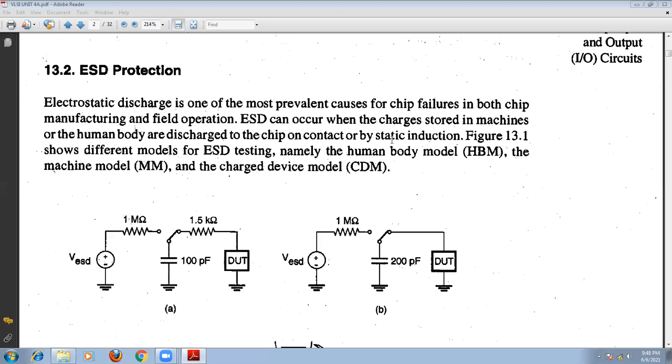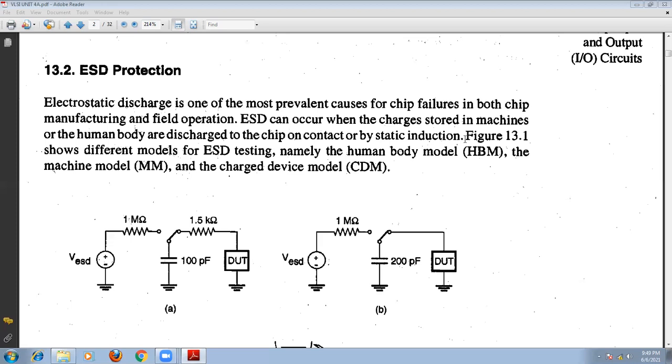Not only the human body, but also machines. Machines generate more compared to the human body. They generate a large amount of current. That's why we have different models in this case.